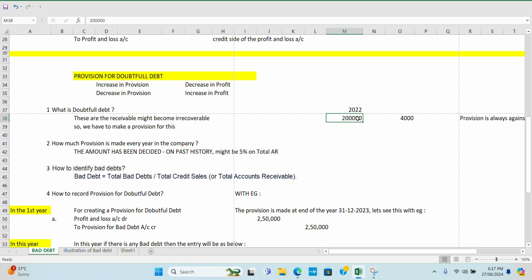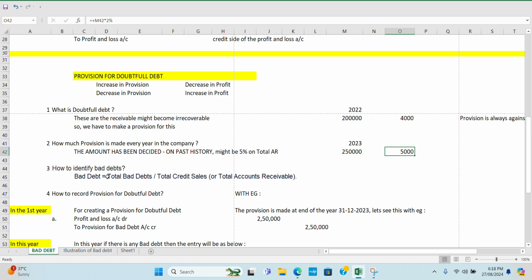So in 2022, there was a provision of 4,000. Even at the 2023 year end, you can make a provision depending upon the sale of the 2023 year. Suppose in 2023 you have made 250,000, that means from 200,000 to 250,000. So make this provision on 250,000, based on the history of your bad debt rate.